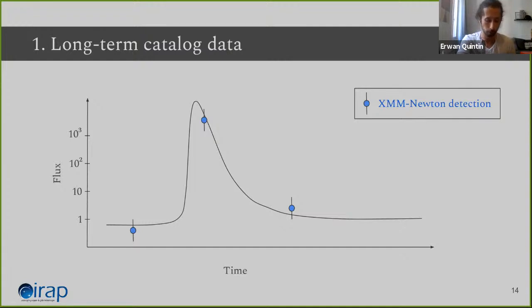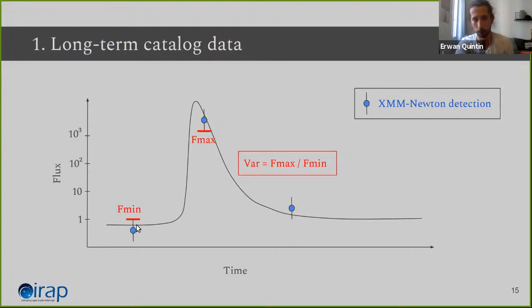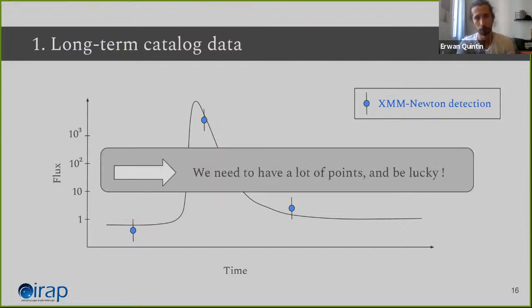There are different ways to quantify variability and to take into account the error bars. The way we chose to work was to take the most pessimistic assumption of variability. That means we take the max flux and the minimum flux, and we either add or subtract the error bars. This means that the variability can sometimes be lower than 1 in the case of a constant source. So to detect long-term variability in this way, we need to have a lot of points and be lucky.